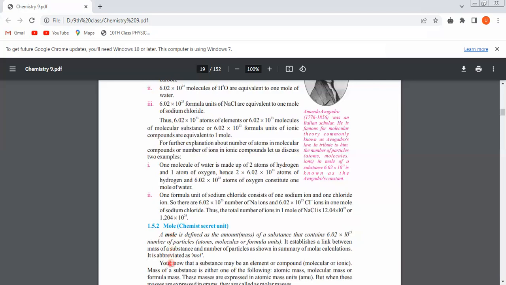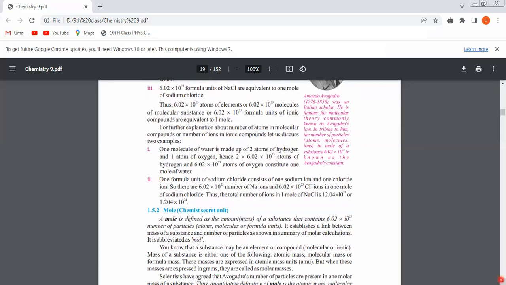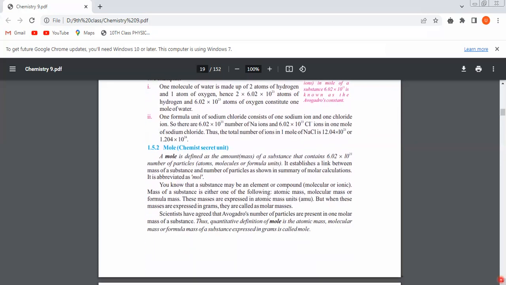You know that a substance may be an element or a compound. The mass of a substance is either one of the following: atomic mass, molecular mass, or formula mass. These masses are expressed in atomic mass unit, AMU, but when these masses are expressed in gram, they are called molar mass. Scientists have agreed that Avogadro number of particles are present in 1 molar mass of a substance. Thus, the quantitative definition of mole is: the atomic mass, molecular mass, or formula mass of a substance expressed in gram is called a mole.